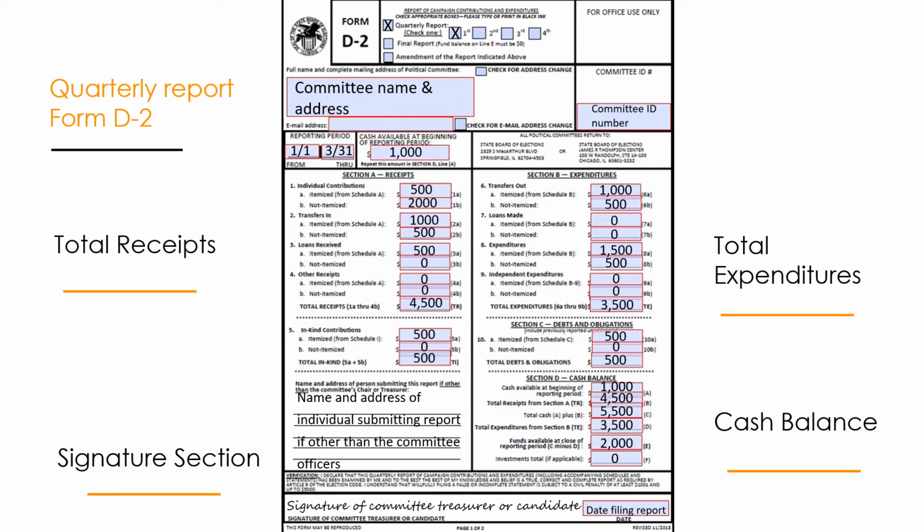Once the totals on the D2 cover page and schedules have been filled out, the treasurer or candidate of the committee must sign and date the quarterly report. Additionally, if another person other than the committee's officers or candidate submits the report, then place the name and address of the individual submitting the report on the lines on the lower left.